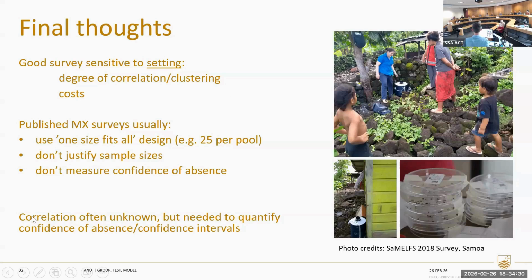One of the key things is that correlation is often unknown. People haven't bothered measuring it, haven't always bothered reporting it, but it makes a massive difference to your estimates and to your advice.